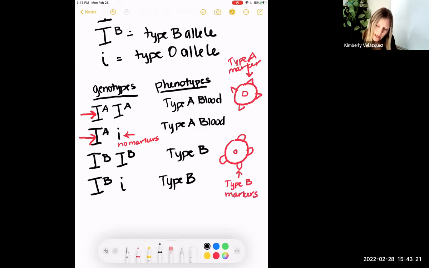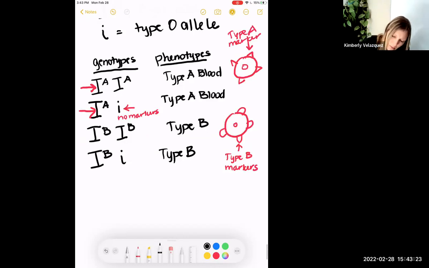The only way that you would have no A or B markers on your red blood cells is to get 2 of the type O. This is the only way you can be type O. And again, that little I says, this is type O, no A or B markers.